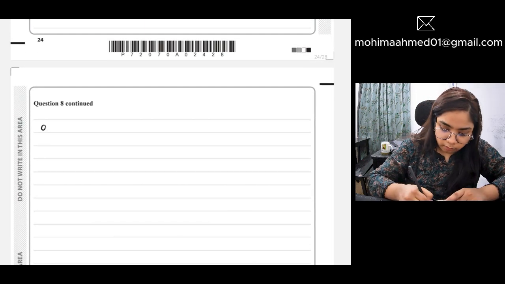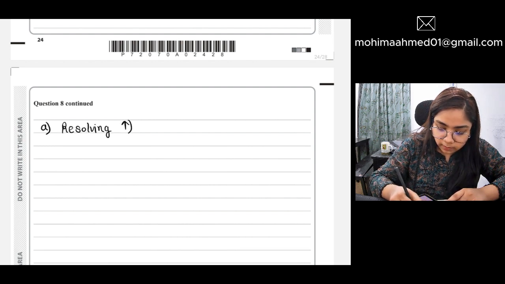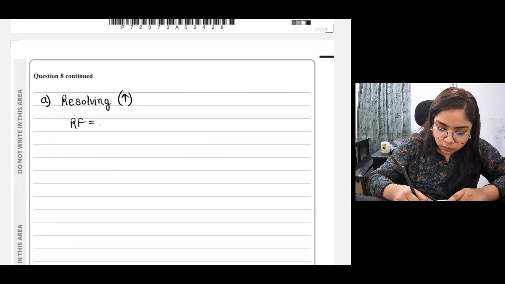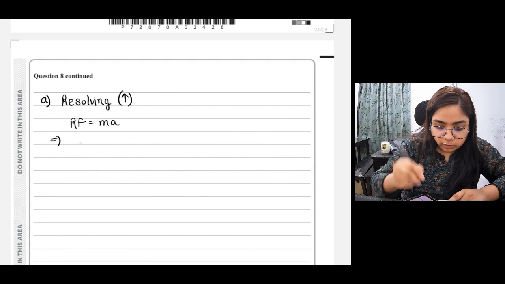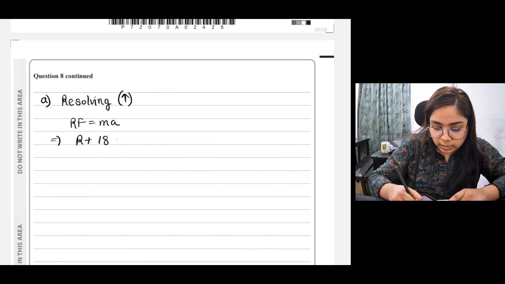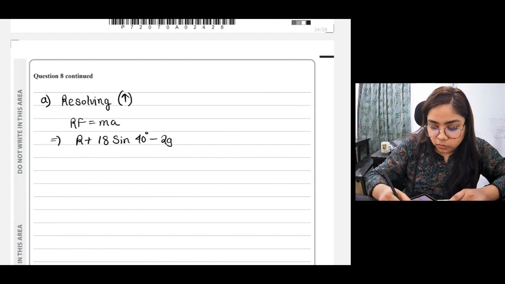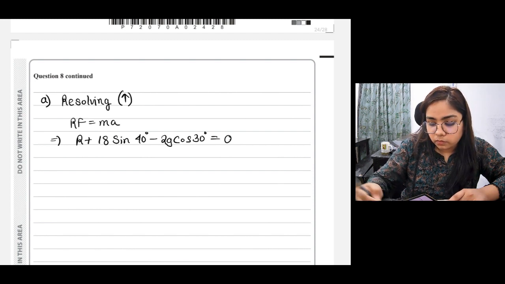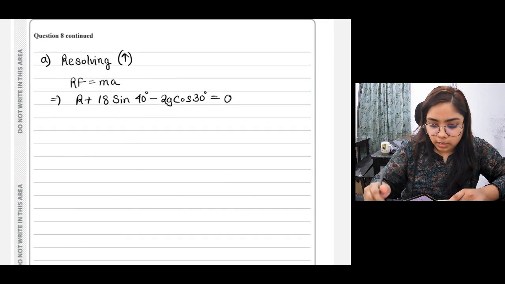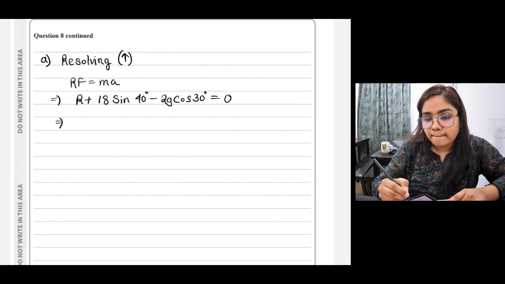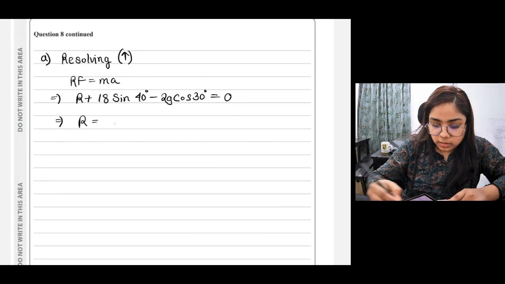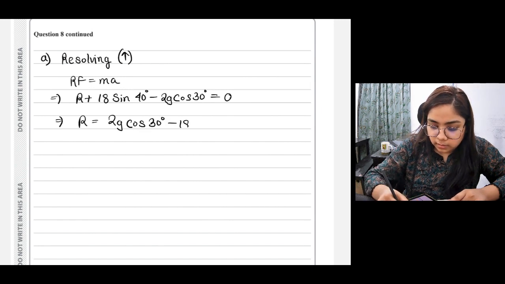So in that case, for part A, resolving vertically, we are going to write resultant force equals mass times acceleration. On the upward direction, you have this reaction force plus 18 sin 40 degrees, minus, on the downward side, this 2g cos 30 degrees, equals 0, because acceleration was 0 in the vertical plane, right? And from there, we are going to write R as 2g cos 30 degrees minus 18 sin 40.